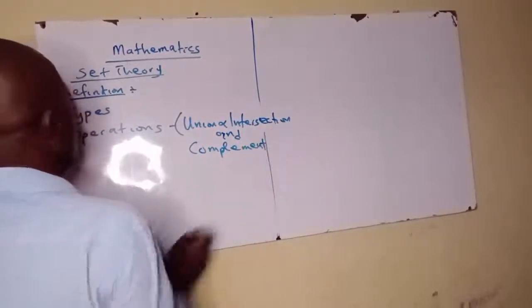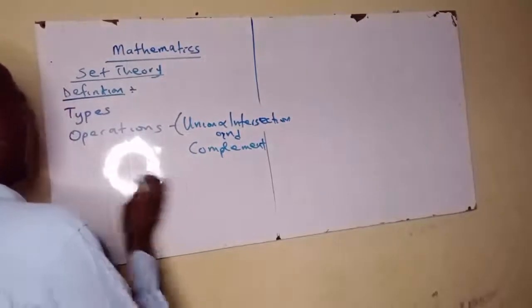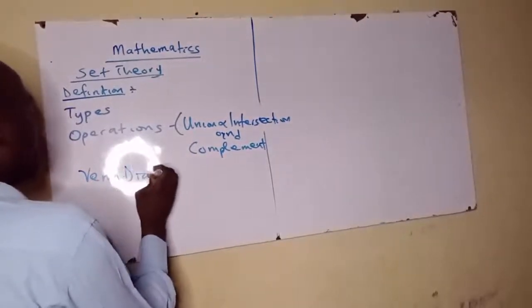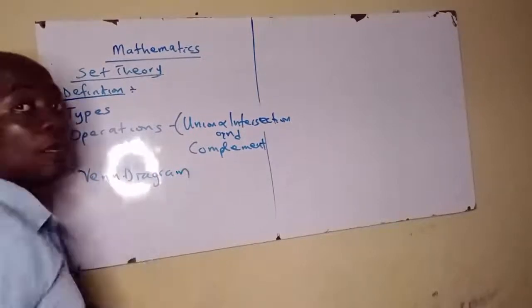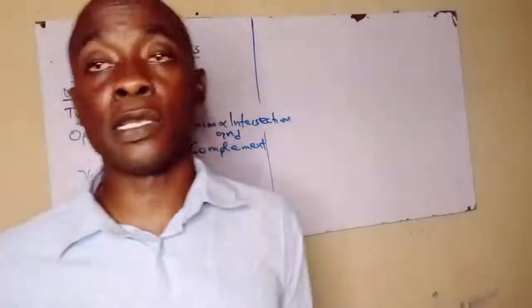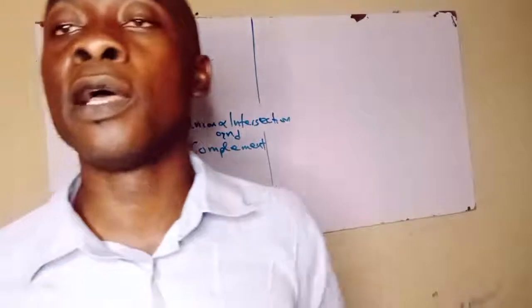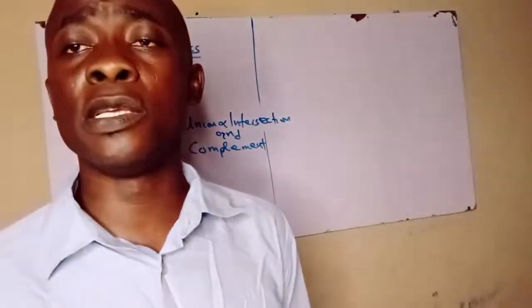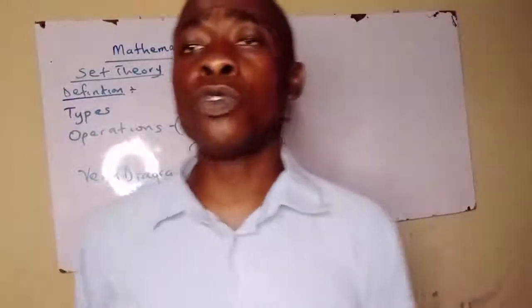Another one here, we are going to deal with Venn diagram. I think those are the subtopics that JAMB recommended us to cover as far as set theory is concerned. Now, let's quickly start. What do you mean by a set?